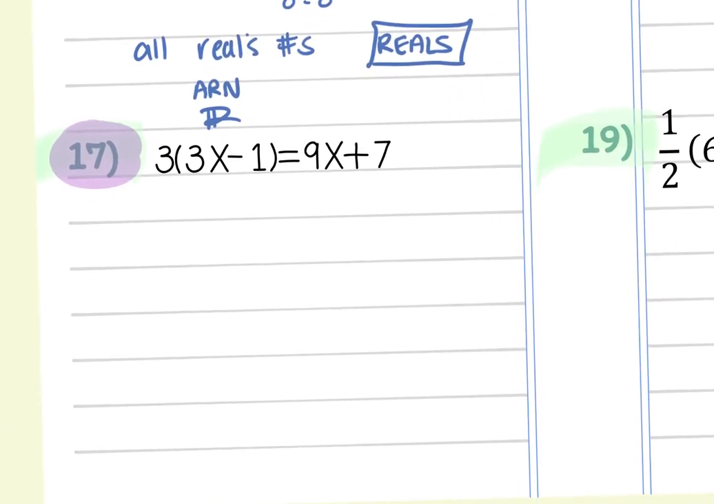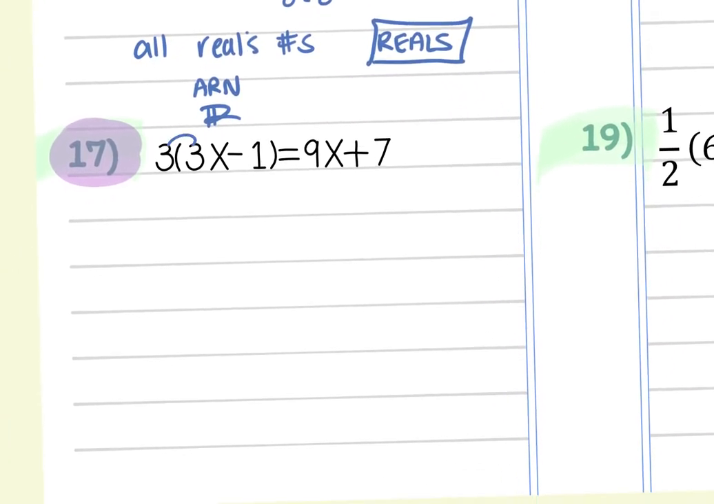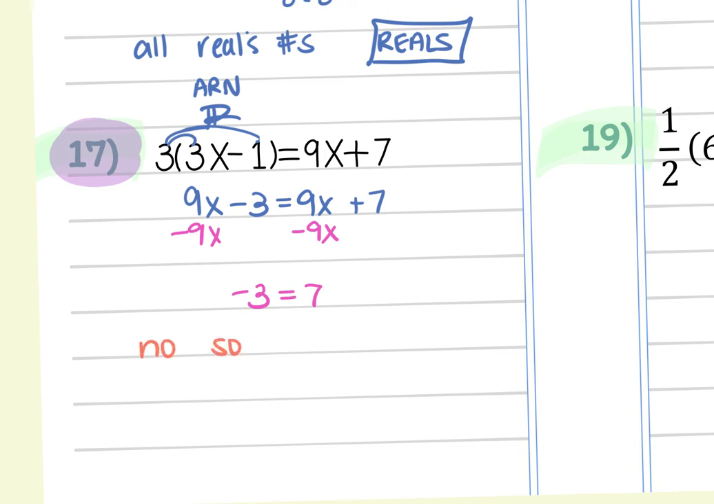All right, 17, again, you're going to distribute the 3 to both. So 9x minus 3 equals 9x plus 7. I'm going to subtract the 9x from both sides, and I end up with negative 3 equals 7. Does negative 3 equal 7? No, and the variables are gone. So at this point, this would be a no solution.